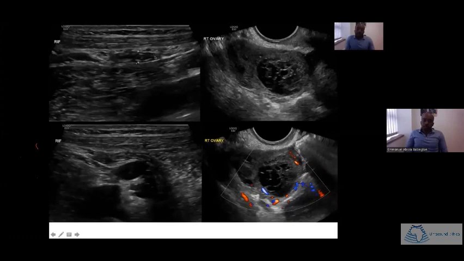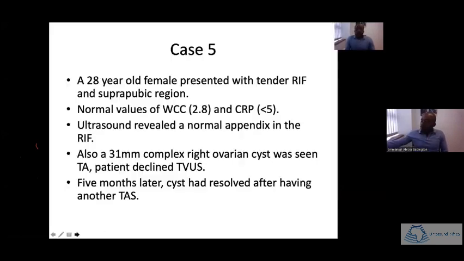And here we have the normal appendix there. And also here you can see the iliac vessel, where the normal appendix just goes around there. You can see that. So that's the normal appendix, and that's the right ovary with the hemorrhagic cyst within it.